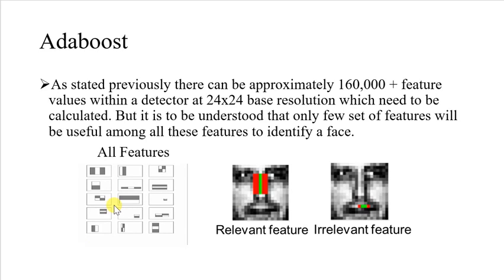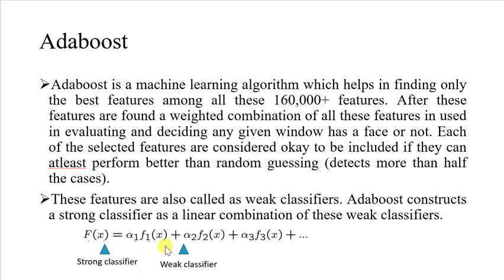A very important point here is that relevance and irrelevance is determined by AdaBoost, and it will select only a few features which are relevant. So AdaBoost will identify a certain number of features from all 160,000 features, and after identifying those features, it will give weight to only these features.